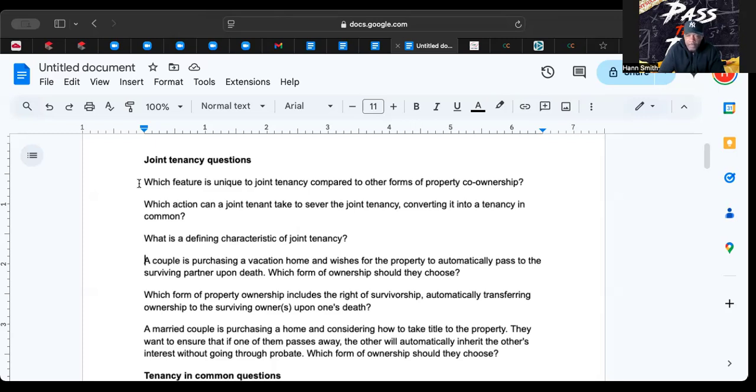There are a lot of different definitions. Some of them are more technical than others, but definitely when you're studying for the test, in terms of ownership, know joint tenancy and tenancy in common.